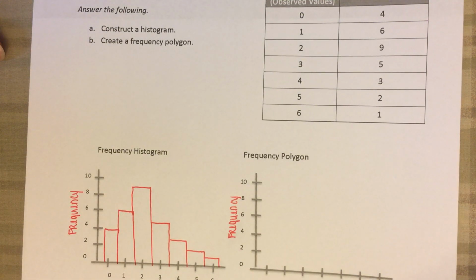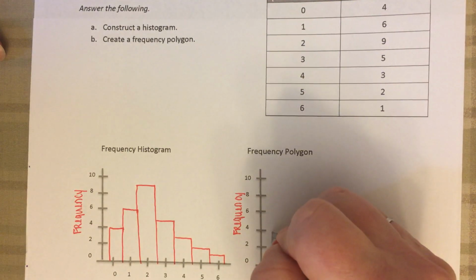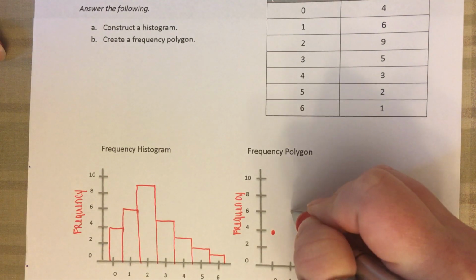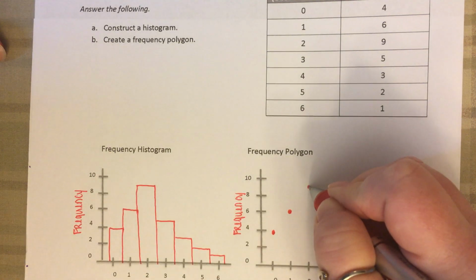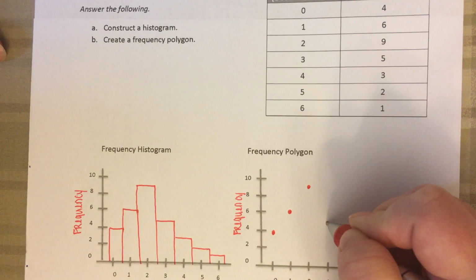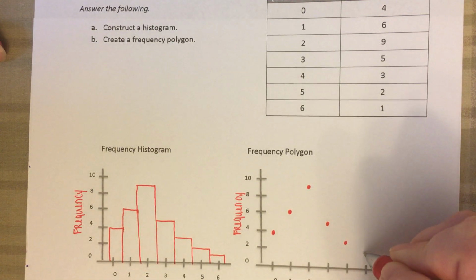Our frequency polygon, we're going to use the same values, but instead of having a bar graph, we're going to have more of a line graph. So what I'm going to do is above each of these different values for our number of children, I'm going to put a dot at their frequency. Okay, so 0 children, there's 4 families. Right. For 1 child, there were 6 families. 2 children, there were 9 families. 3 children, there were 5. 4 children, there were 3. 5 children, there were 2. And 6 children, there was 1 family.